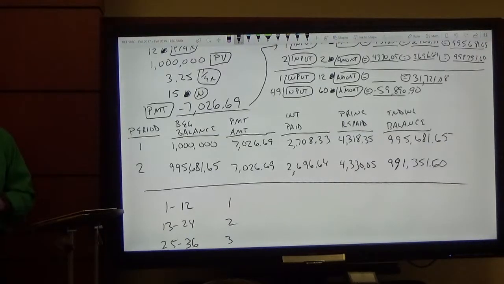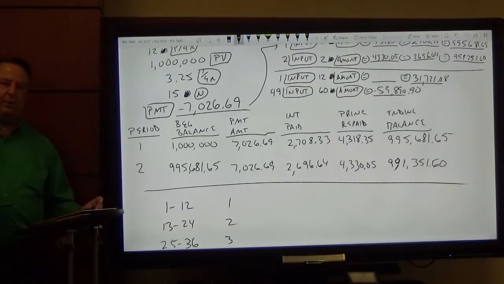So I have $1 million present value, 3.25 interest, 15 shift N, and then I do 49 input 60. No. You've got to solve the payment first. If you don't solve the payment first, the calculator has no clue what you're doing, okay?